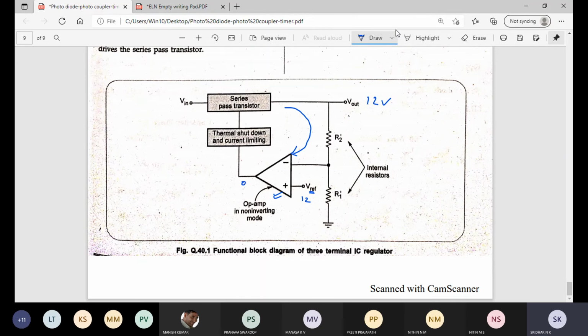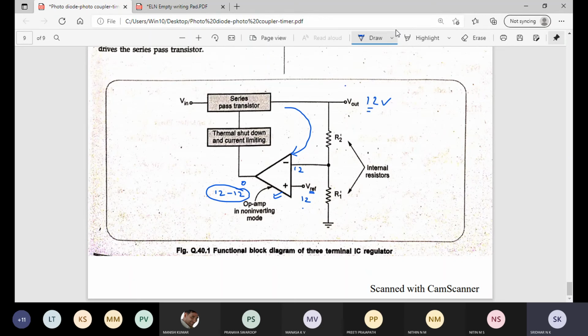If it is not equal, you adjust it until the difference at the output becomes 0. If there is any difference between these two, then it keeps on increasing and decreasing such that the difference becomes 0. That means this and this should be equal. 12 minus 12 will be 0, right? So once it is 0, the output will be fixed at 12 volts.